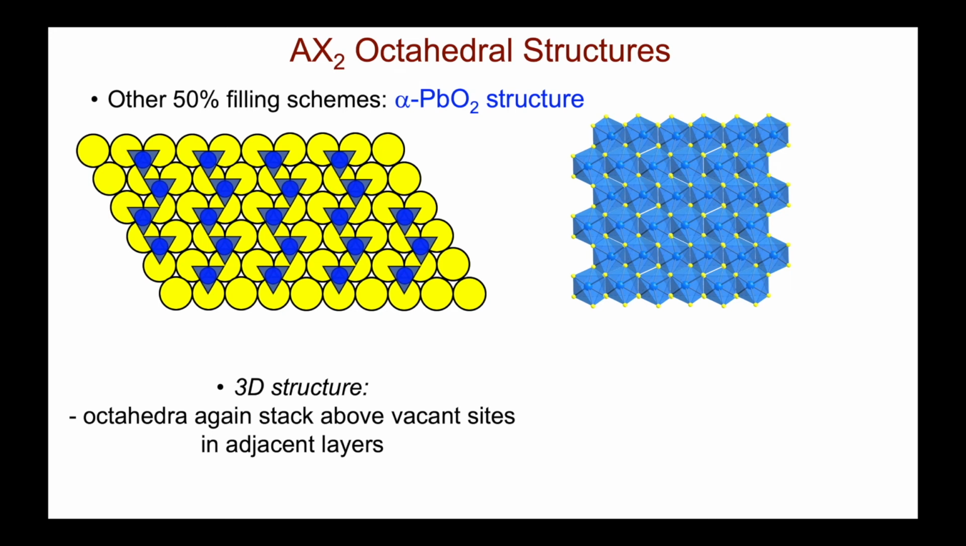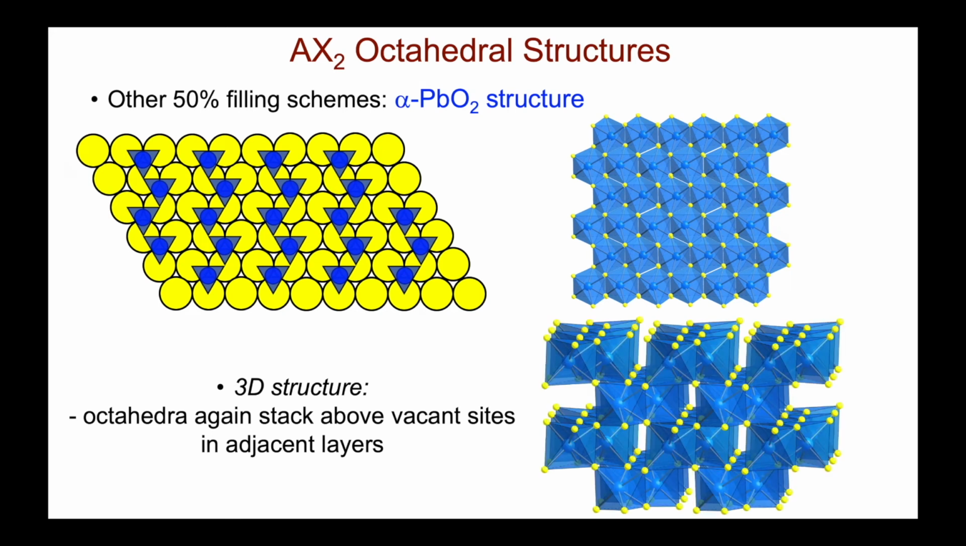And then if we look at the perpendicular view, this is what we have. These are our layers, shown here. This is my second layer, displaced with respect to the first. And the final 3D structure is as shown. In this case, we don't see any well-defined open channels, and indeed this structure is not amenable to insertion of, for example, lithium.